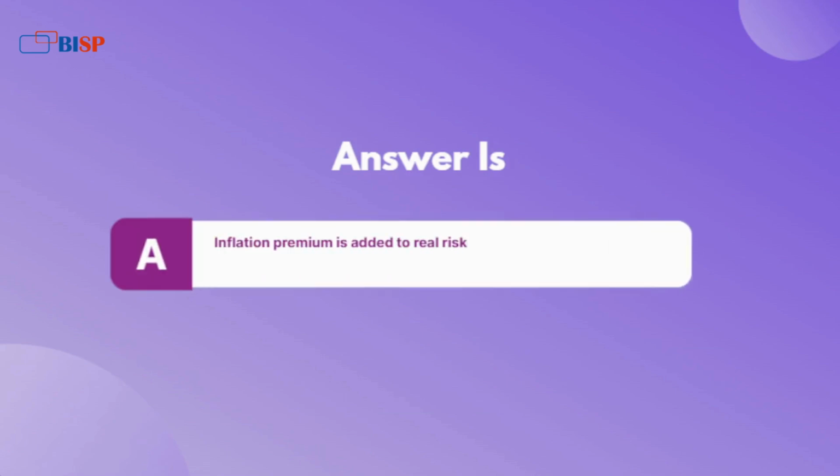Answer is A. Inflation premium is added to real risk-free rate for nominal rate.